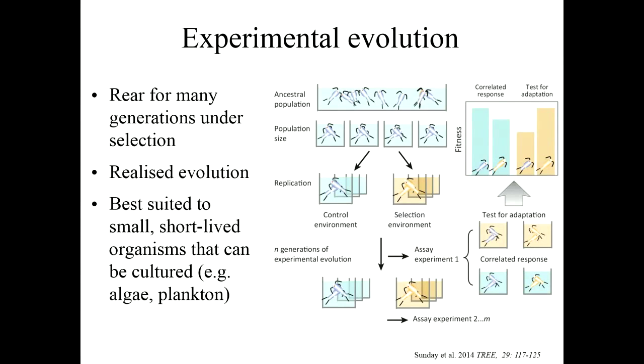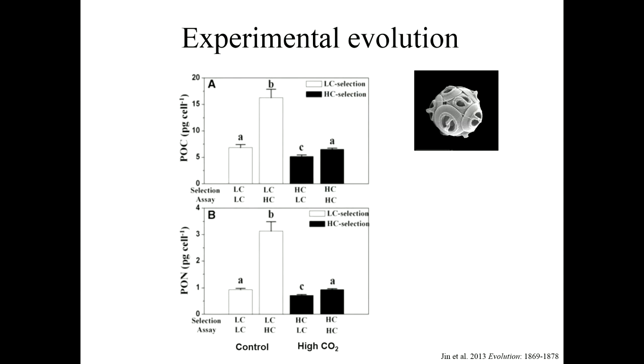And of course, you can imagine this is best suited to small, short-lived animals or organisms that can be cultured over many generations really quickly. Algae and plankton and things, and that's where it's been widely used, and it's most powerful. There are a lot of studies starting to come through that have used experimental evolution, demonstrating that in some cases there is clear evidence for adaptation over a relatively short period of time.